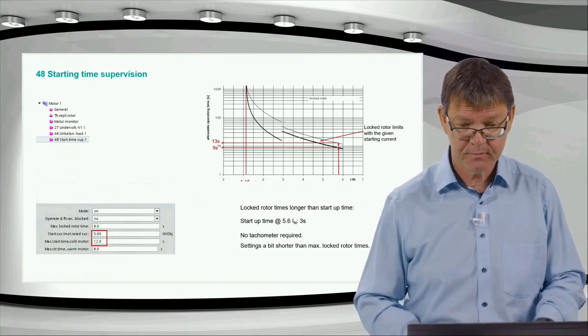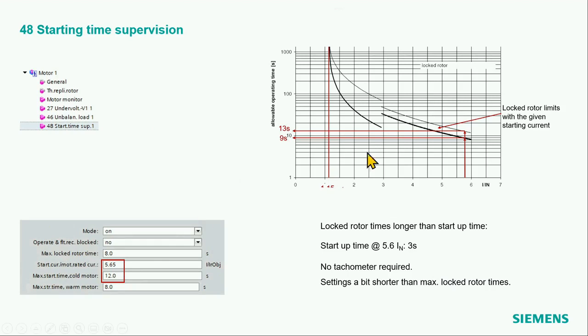Okay, starting time supervision. Here I use two settings, two timers, one for the cold motor and one for the warm motor. And I get here the values for cold and warm motor for my starting current with 5.65 times current. That means under the voltage conditions. I could take also the other one, then I get other values here. It's equivalent here because this curve follows, let's say, the calculation example, the calculation formula I gave you beforehand. So what I did here, instead of 13 seconds, I put 12 seconds. Instead of 9, I put 8 seconds here. So I'm a little bit shorter than the maximum locked rotor time, entering here my maximum startup current time. And of course, the startup current as such, 5.65 times nominal current, is what I put in here.